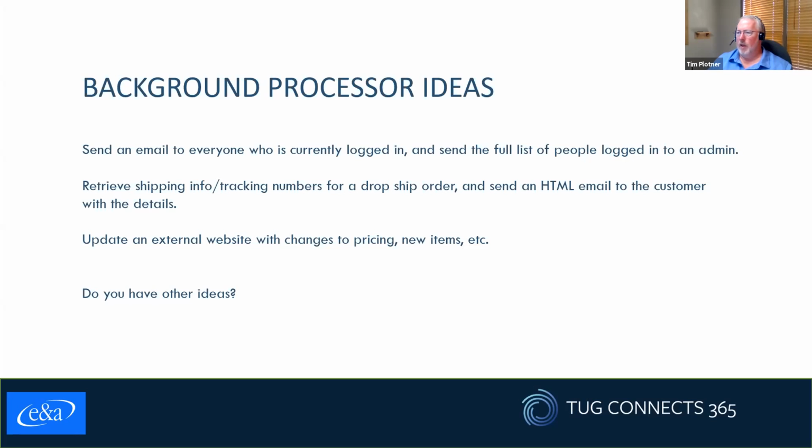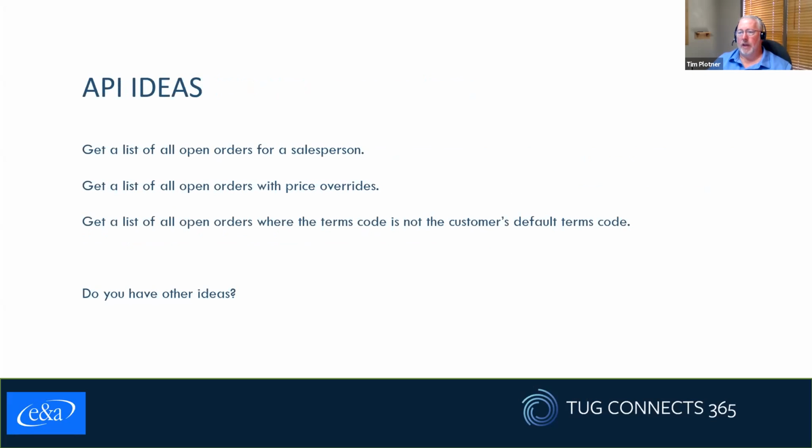Awesome, thank you. All right, let's pivot over to API ideas. Now, we've talked a lot about background processors, but APIs might be less often used, because generally speaking, with an API, you're talking about another external product needing to get access to FACTS data or information or execute FACTS business logic.